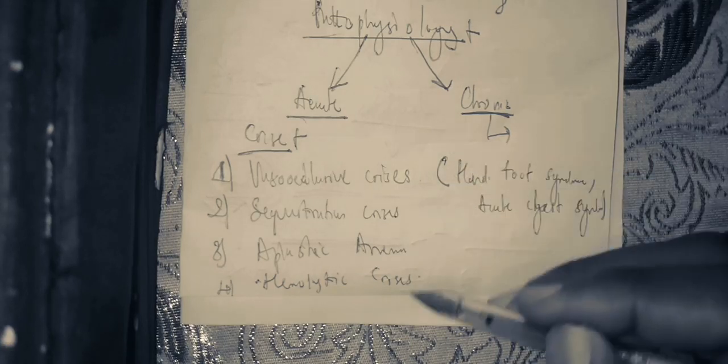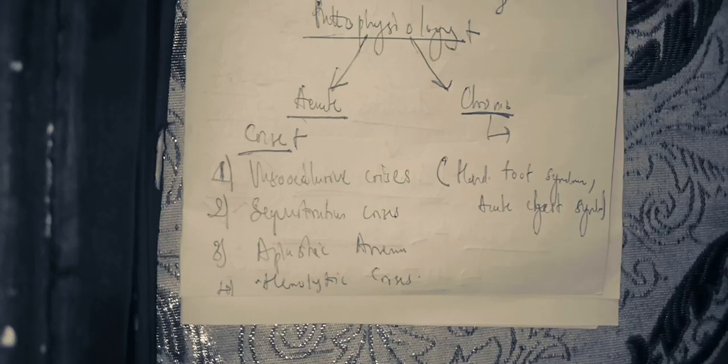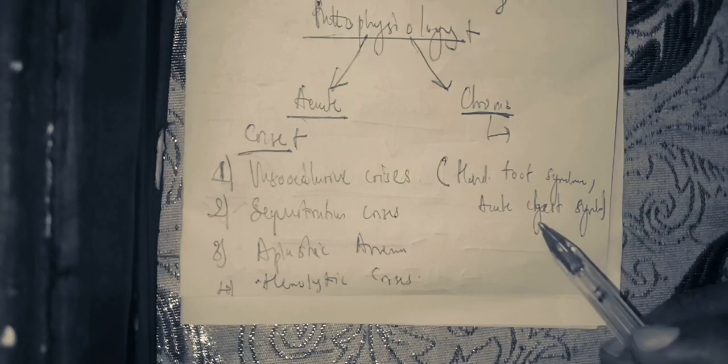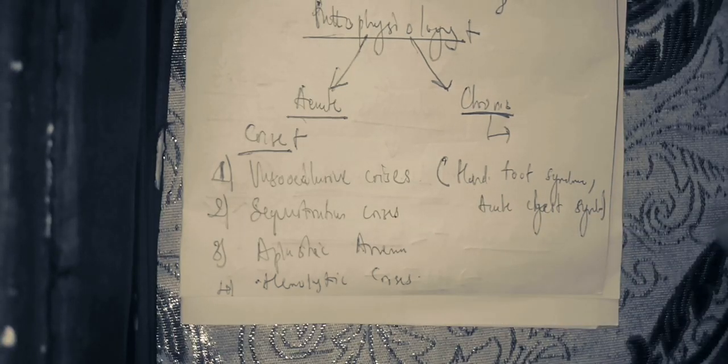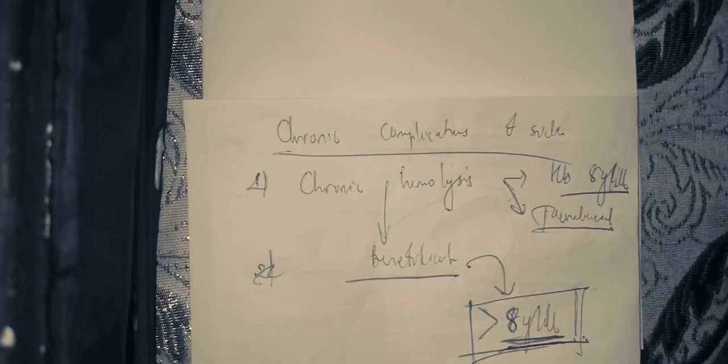Generally, those are the elements that you have to see in the crisis when you receive a patient with an acute crisis. Also hand-foot syndrome, the swelling of the hands and the feet, can occur in these patients. Now, there are chronic complications that you need to understand. In the chronic complications, you are going to have chronic hemolysis, as I've just explained.